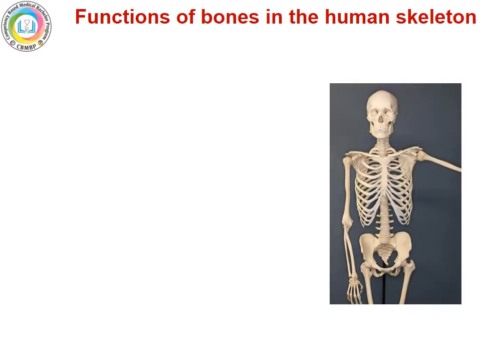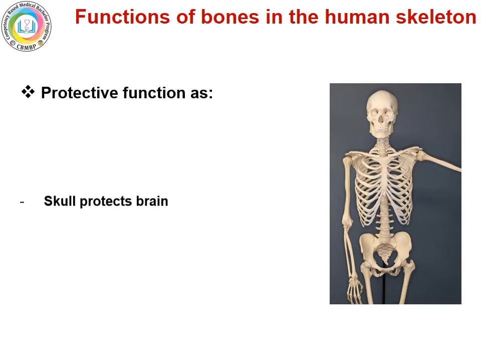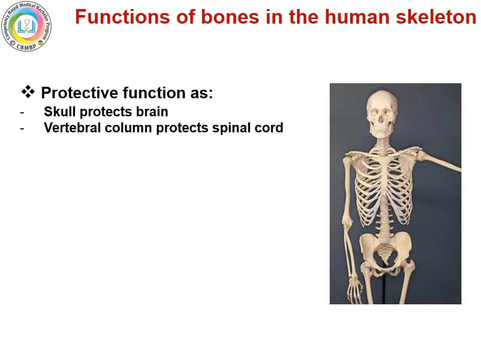Now, what are the functions of bones in the human skeleton? Number 1, protective function. The skull will protect the brain. Vertebral column protects the spinal cord. Sternum and ribs protect the thoracic viscera. You can see here the skull protects the brain, the vertebral column protects the spinal cord, and the sternum and ribs protect the thoracic viscera as heart and lungs.